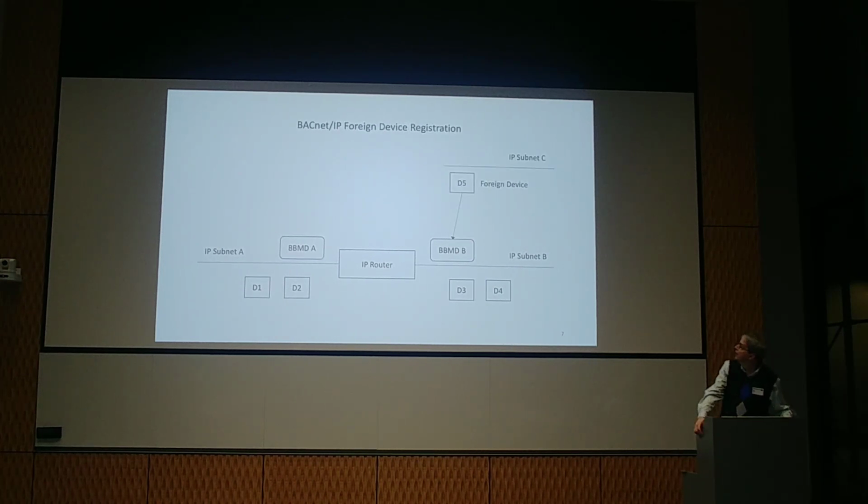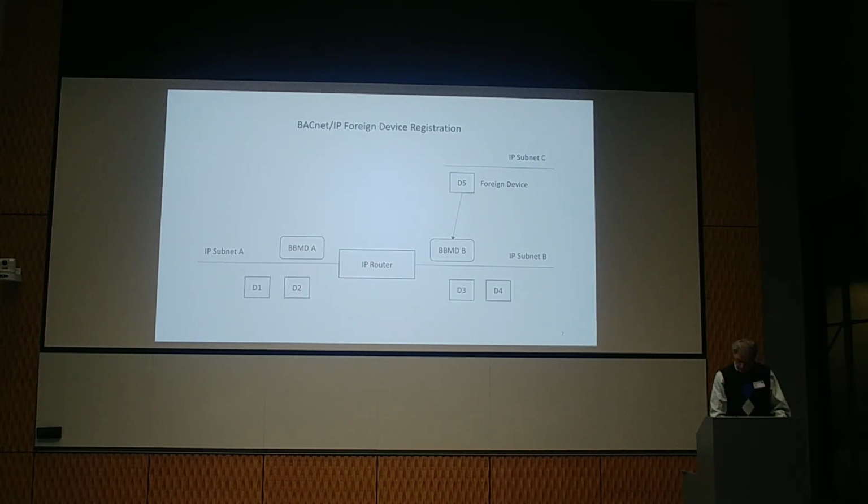We also invented the concept of a foreign device. So a foreign device is typically a device hanging out on the subnet which does not have a BBMD. But in order to allow a foreign device to fully participate in a BACnet IP network, we allow it to register with one of the BBMDs in the network. And once it does that registration, then it can fully participate. Now, the BBMDs, I should emphasize, only forward the broadcast messages.